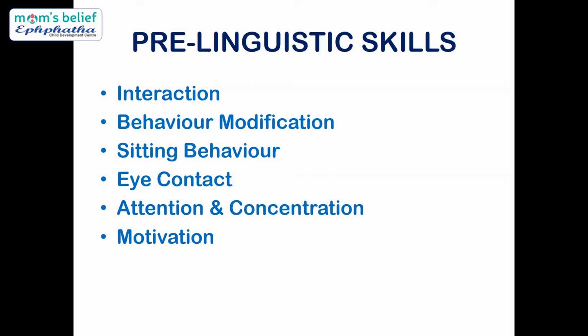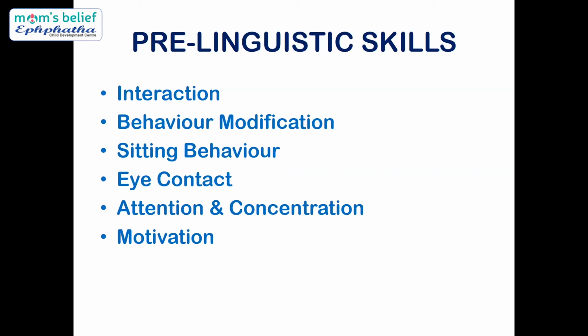Okay. Then I have also mentioned that sitting behavior comes under behavior modification. And then we have attention and concentration. Yes, eye contact, attention and concentration work together, because if the child is able to have good eye contact, it shows that the child also has good attention skills.